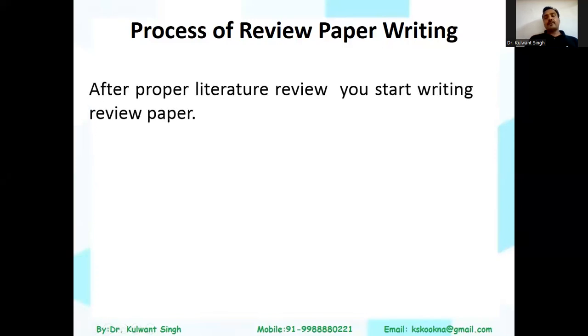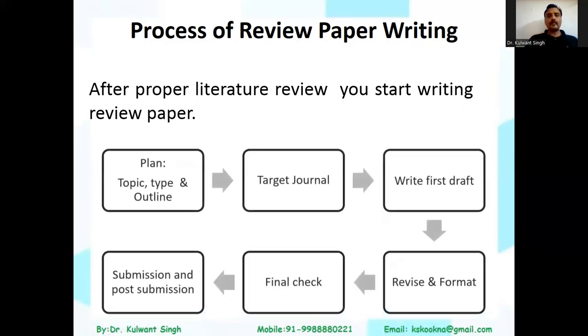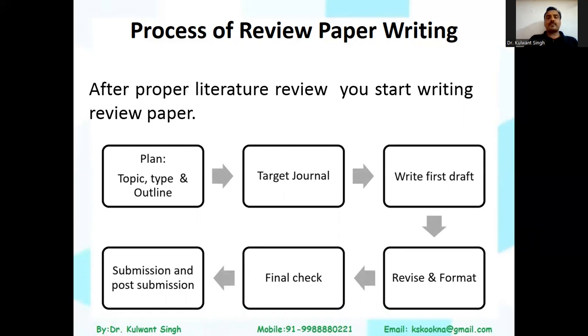After proper literature review, we can start writing the review papers. And this is the complete process of review paper writing. First of all, plan, which means topic, type of paper, and outline of paper. After planning, you have to search for the target journal. Then write the first draft of your article. After that, revise and format.